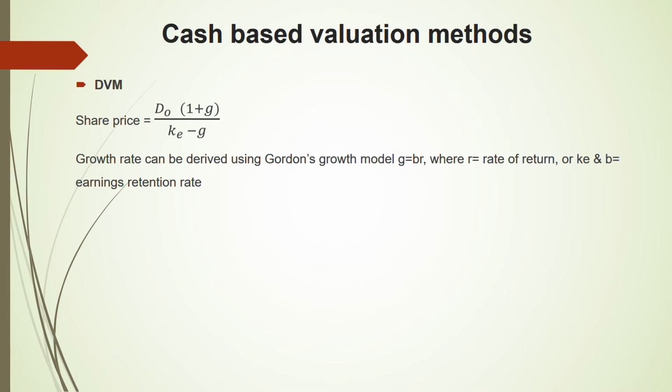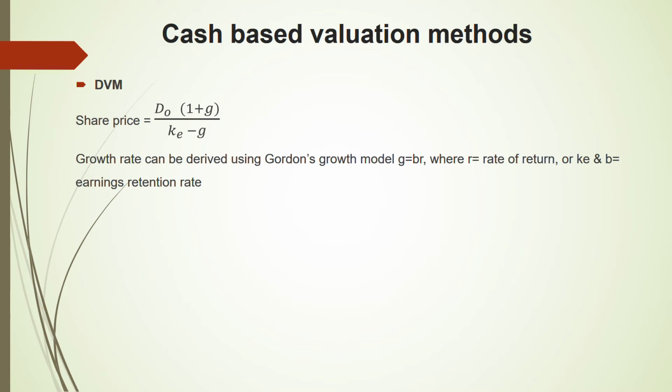Another method to find the growth rate: sometimes you have to predict the growth rate, as they will not give it directly. You can use Gordon's growth model. This formula is also there in your formula sheet. The formula is g equal to b times r. g is the growth rate, b is the retention. How much of your earnings are you retaining?